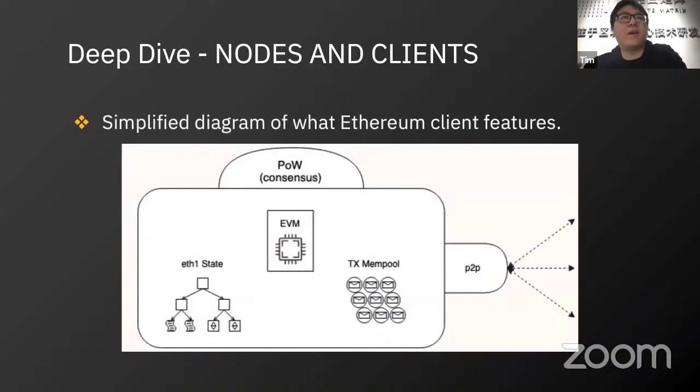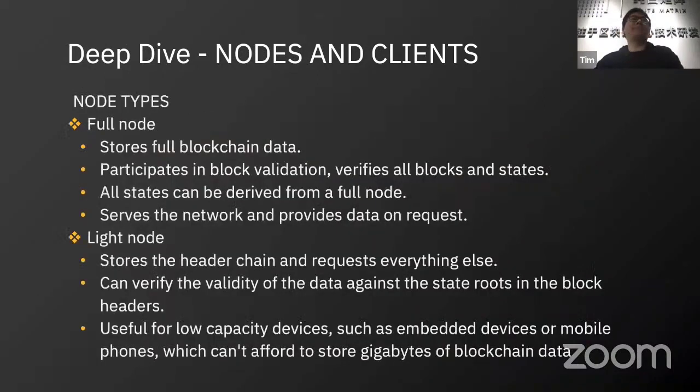So here's a simplified diagram. This is basically Ethereum. We use Ethereum as an example. This is a simplified diagram of what Ethereum client features. It basically has a state, EVM, and the transaction pool. And it uses proof of work as a consensus mechanism. And after the consensus is achieved, then the blockchain is generated.